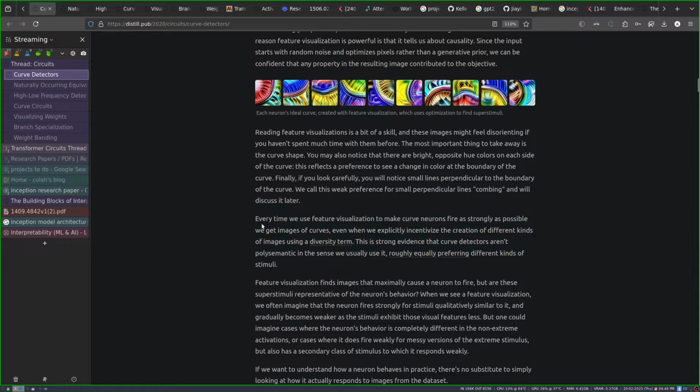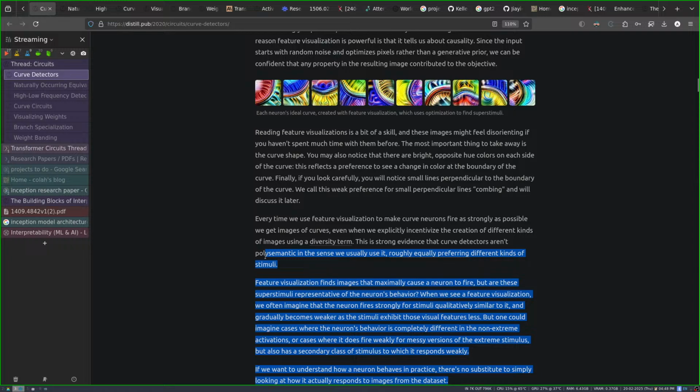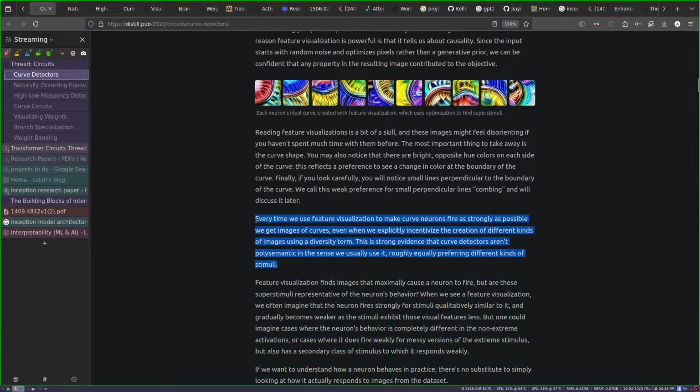Not like features. Features are neurons? Curve detectors. What does curve detector mean here? Features or neurons? Probably neurons, not features. Features are not polysemantic, right? Features are things that do one thing. But they might also be polysemantic. One feature detects wheels and cows. That can happen.